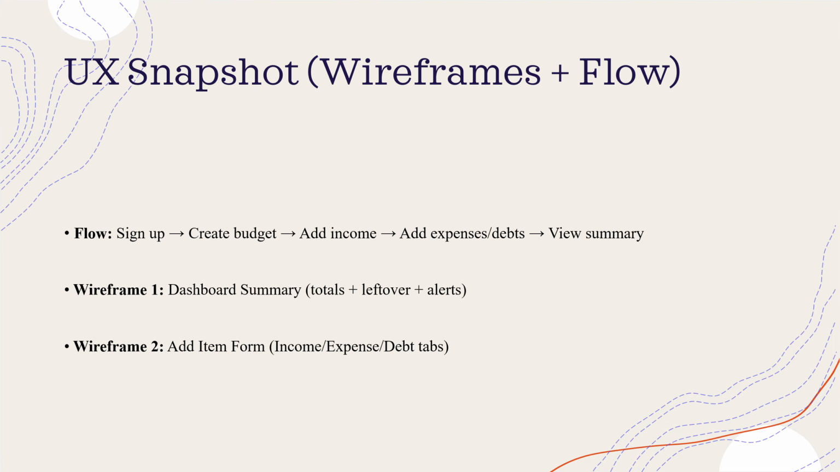This is the core journey. The user signs up, creates a budget, adds income, adds expenses and debts, and then lands on a dashboard. The dashboard shows totals by week, month, and year, plus what's left over and any red flag alerts. The second wireframe is the add item form, where the user can add an income source, recurring expense, one-time expense, or debt. This keeps the UI simple and focused on the primary workflow.